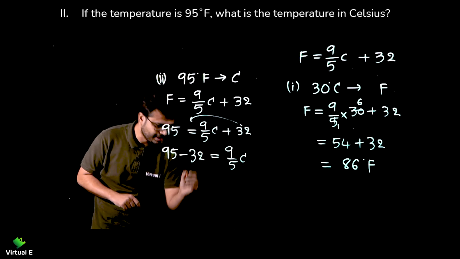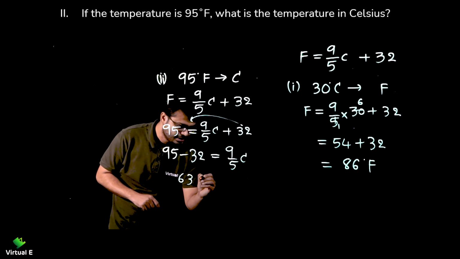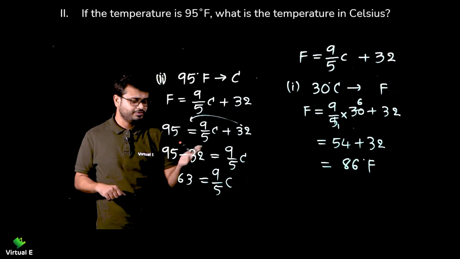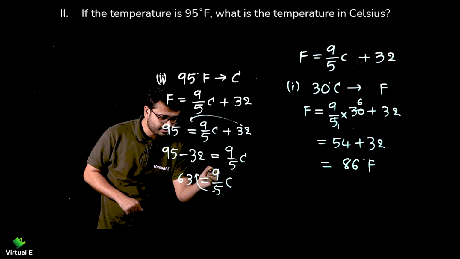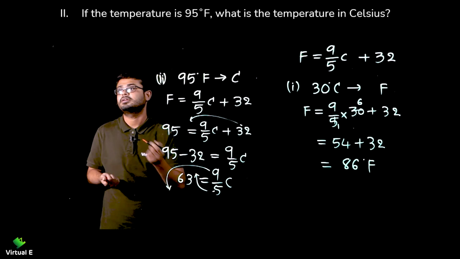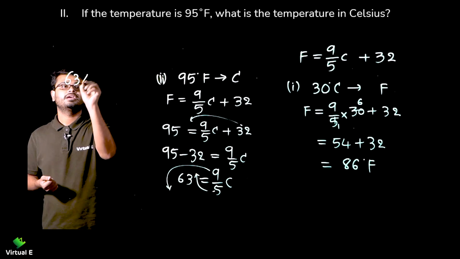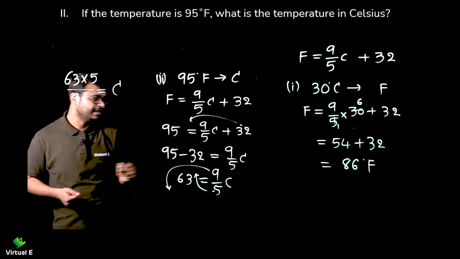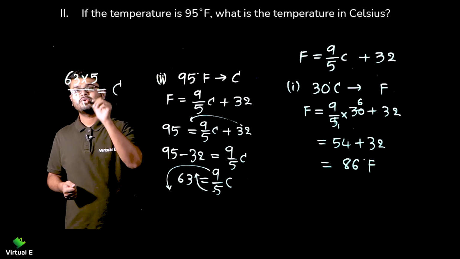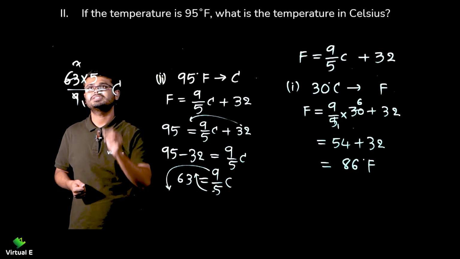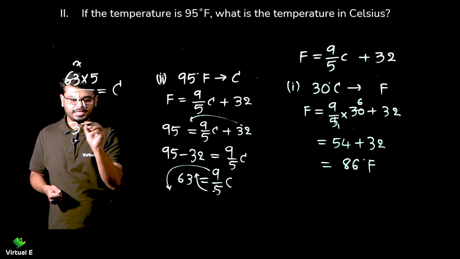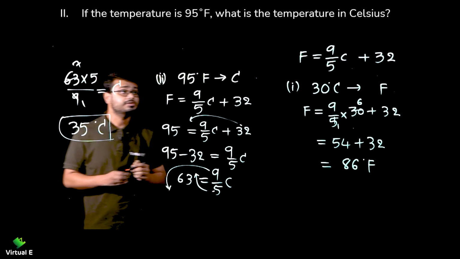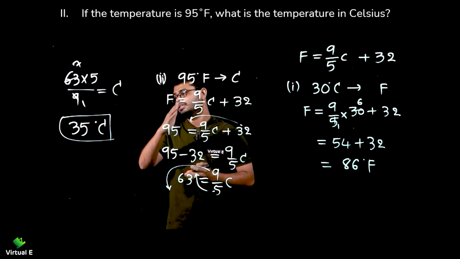If we subtract, we get 3 here, we get 6 here, so 63. Let's keep 9 by 5, C as it is. And if we shift further, 5 will come into the numerator and 9 will go into the denominator. So 63 times 5 in the numerator, 9 in the denominator, and we'll get the value in Celsius. So 9 ones are 9, and here 7 nines are 63, 7 fives are 35 degrees Celsius. That's the answer. So the temperature in 95 degrees Fahrenheit, that will be what?